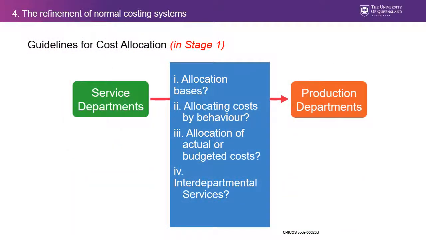So the guidelines for this cost allocation in stage 1: we have to choose an allocation base. We can allocate by behaviour, we can allocate based on actual or budgeted, and we have to decide whether we're going to recognise departmental services. So remember, in the previous slide, we didn't recognise the relationship between support departments, but that's a decision we make when we design our costing system.